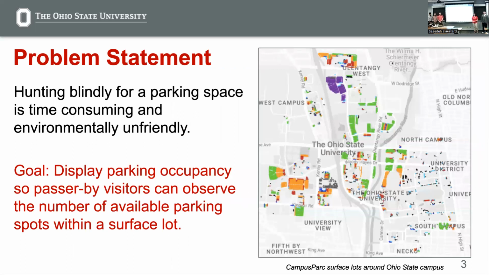So currently at The Ohio State University, the surface lots don't display the occupancy of the lot. So vehicle operators passing by might pass a lot thinking that there aren't any available spaces when in fact there are, or they might enter a lot thinking that there are spaces just to find that there aren't. So hunting blindly for a parking space like this is time consuming and environmentally unfriendly. So our goal is to display parking occupancy so passerby visitors can observe the number of available parking spots within a surface lot.